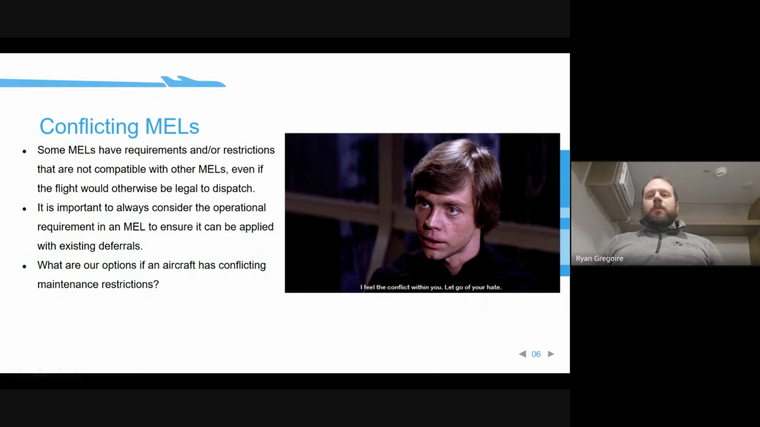And then the maintenance controller comes over and says, hey, just letting you know that this aircraft has a broken thrust reverser now. What would be our options in that case, where we would have two MELs with conflicting restrictions? From a dispatch standpoint, what options might we have to be able to dispatch that flight?